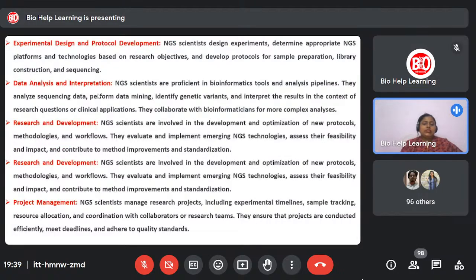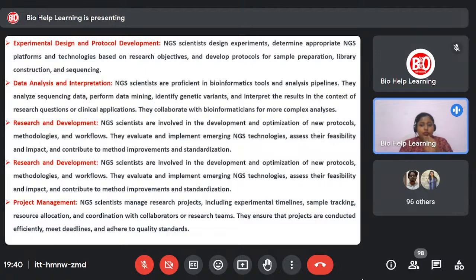Next one is the bioinformatics scientists or research scientists. What they are doing, actually, they are the master one. They are designing experiments based on their requirement, based on the funding. After that, sequencing data is produced in various file formats. So based on what they want in their results, they are performing data mining, identifying genetic variants, and interpreting the results in the context of the research question or clinical application.